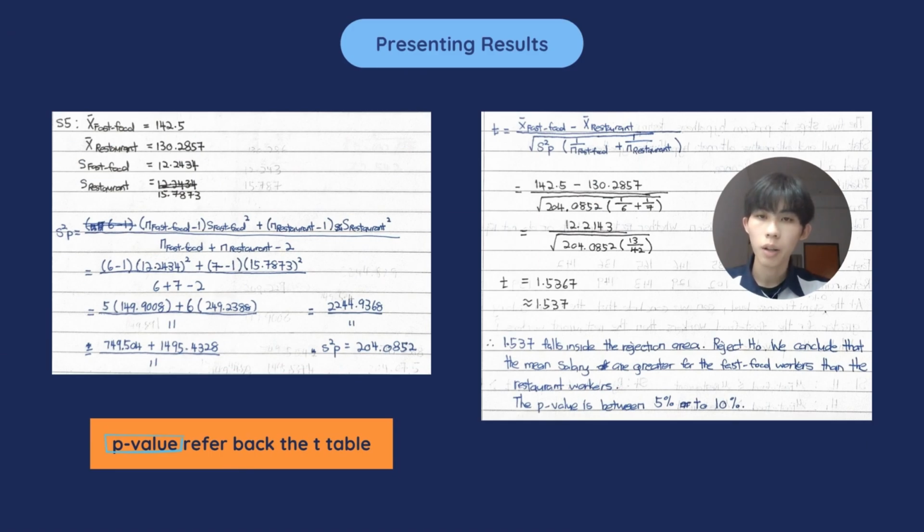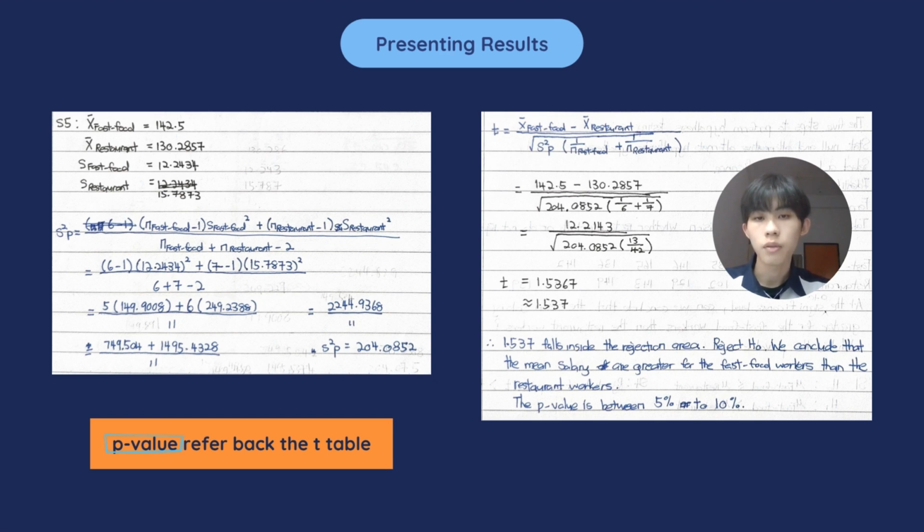So now let us move to the last step. I'm using the calculator to help me calculate the sample mean and the sample standard deviation, which is x bar of fast food equal to 142.5, x bar of restaurant equal to 130.2857, S of fast food equal to 12.2434, S of restaurant equal to 15.7873. We need to use these values to help us calculate the S squared p, which is the pooled sample variance. The S squared p is calculated by n fast food minus 1 multiplied by S fast food squared plus n restaurant minus 1 times S restaurant squared, divided by n fast food plus n restaurant minus 2.